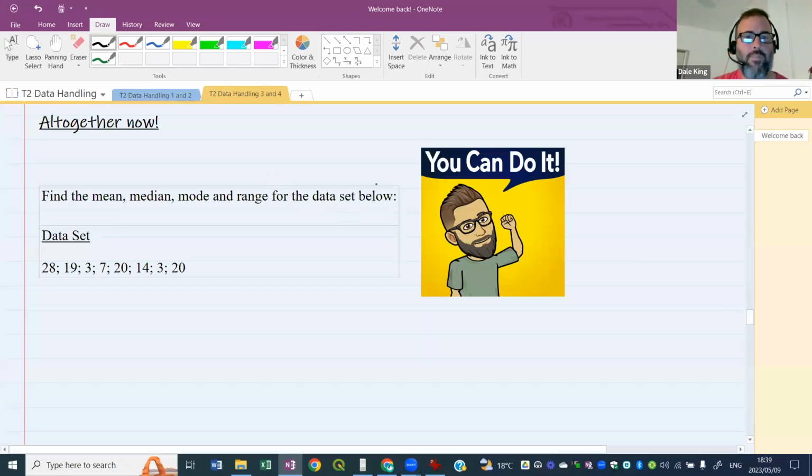All right, off you go. It's going to take you about 6 or 7 minutes. Please find the mean, median, and mode and range for the data set below. I'll go over it one more time. Mean is the average. I'll write the words up here. Median is the middle. Mode is the most. And you know what the range is. All right, off you go.